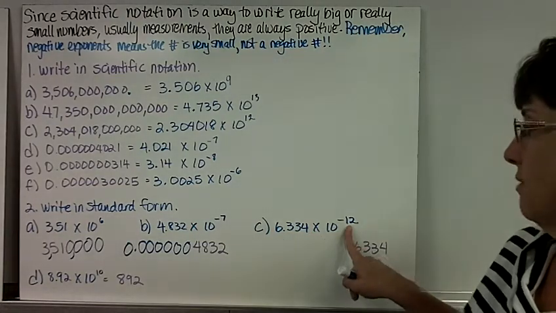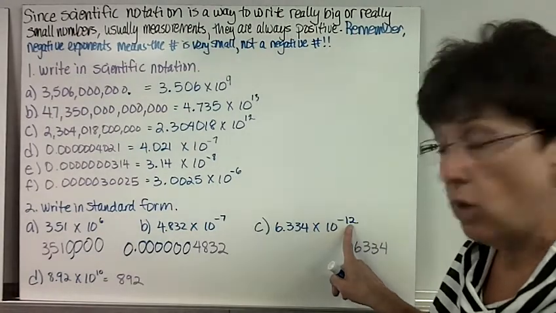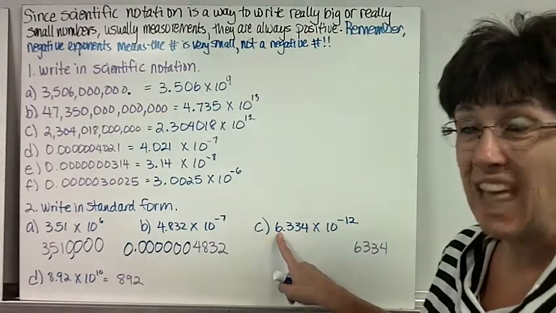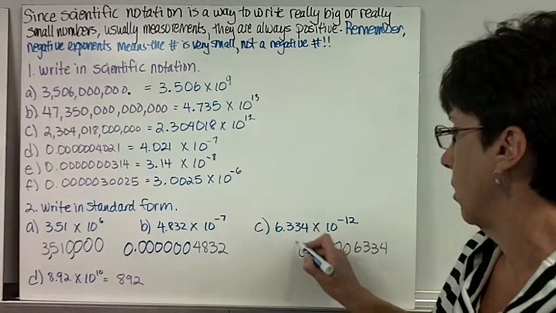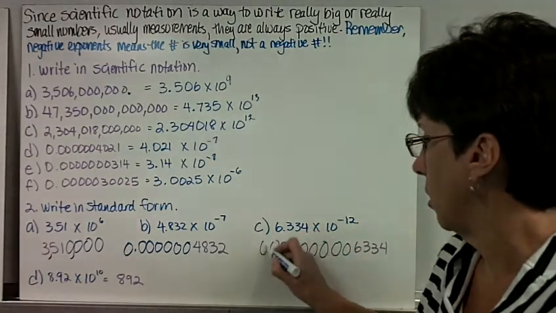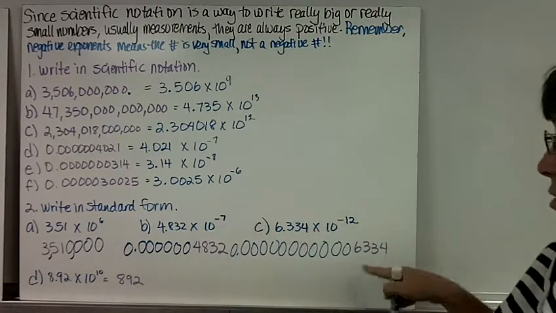6.334 times 10 to the negative 12. Another negative. That means I moved it over 12 places. This took 1 place, so I need 11 zeros. Why did I write such a big number? Wow, that was a really small number.